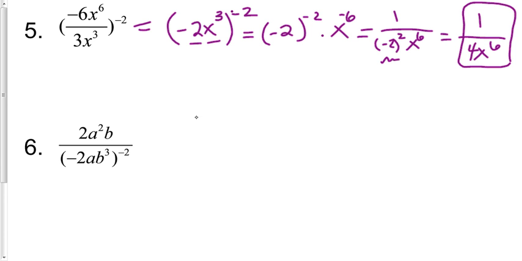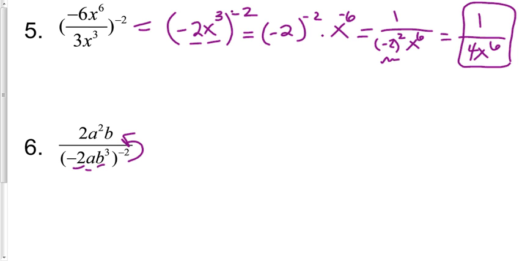Number 6. I've got 2a squared b, and then on the bottom it looks like I have some simplifying to do. I've got in parentheses -2ab to the third. By the way, that's 3 separate bases, and all of it's to the -2nd power. Now, I can use the negative exponent rule here first as well. If your negative exponent is on the bottom of the fraction, you can make it a positive power by moving it up to the top.